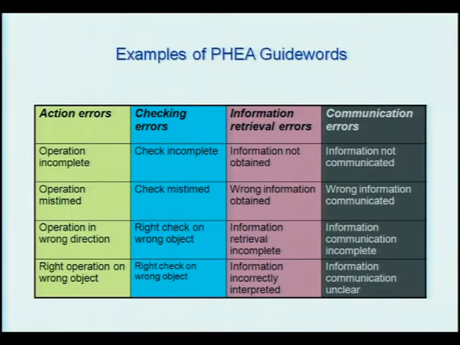And we apply these guide words to each of the subtasks or steps in a subtask that we have and say, could this operation be omitted? Could it be done too early? Could you do the right action on the wrong object? Could you do it in the wrong direction? And so on. And similarly for checking and similarly for information retrieval, which is to do with getting information from screens or procedures, or communication errors. So all of the commonly occurring characteristics that we find in almost all tasks are covered.